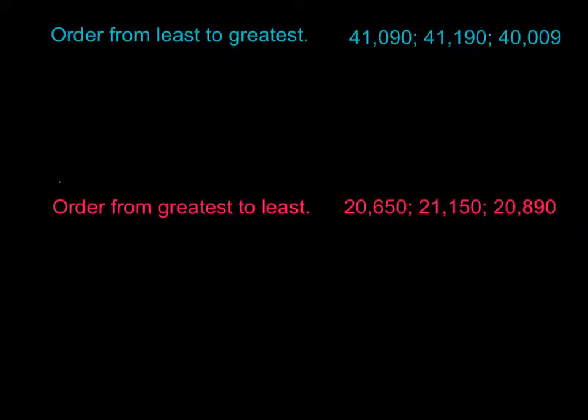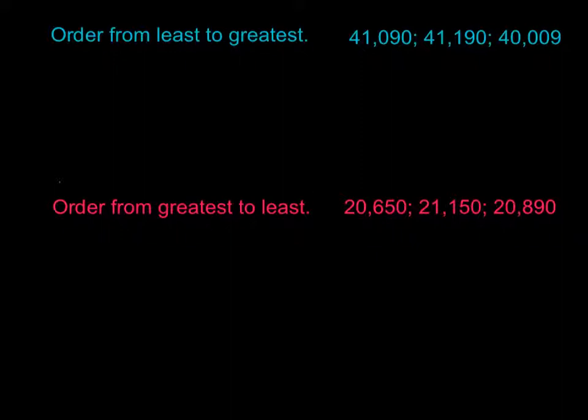Now in our next example here, we are going to order from least to greatest. So as you can see right over here, we have a set of numbers. In between each number is a semicolon. The semicolon separates one number from the next in our set of numbers here. So in this set, we have 41,090, 41,190, and 40,009. And we're going to order these from least to greatest.